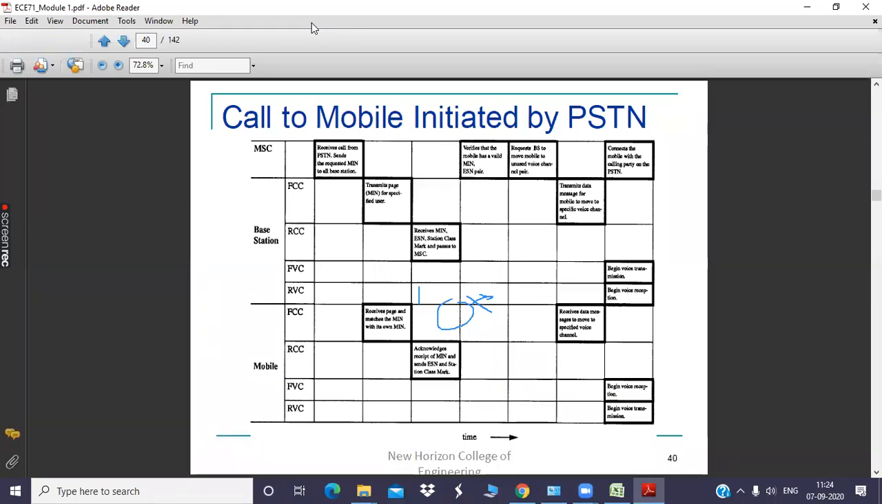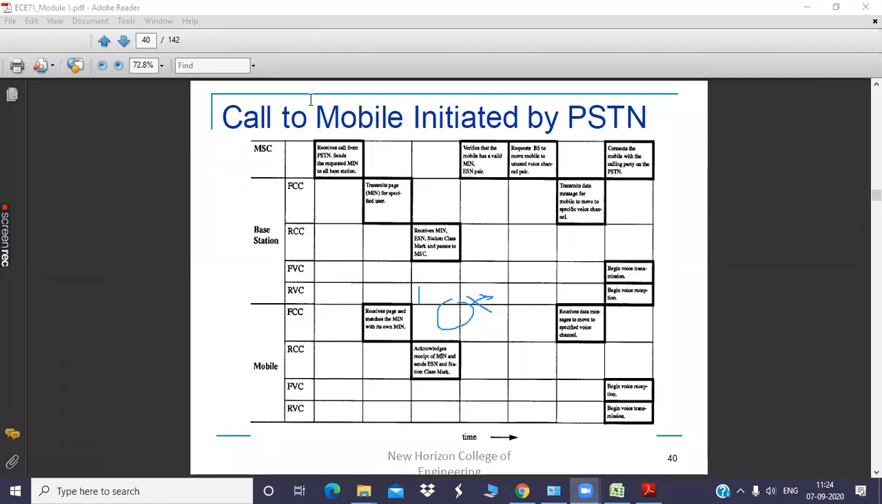So in the first case, we will discuss how the call is being established between the mobile and PSTN network, where the call is being initiated by PSTN, means landline subscriber. Okay. So the call will be first initiated by the PSTN, and the called subscriber is nothing but the mobile user. You know the difference between calling and called subscriber? Calling subscriber is the one who initiates the call. The called subscriber is the destination user.